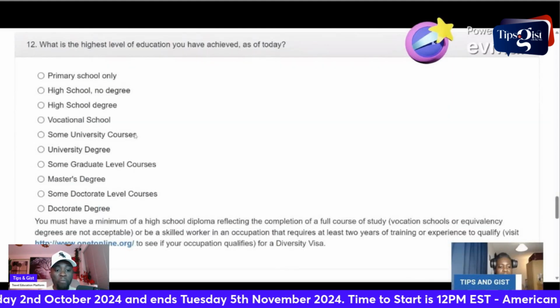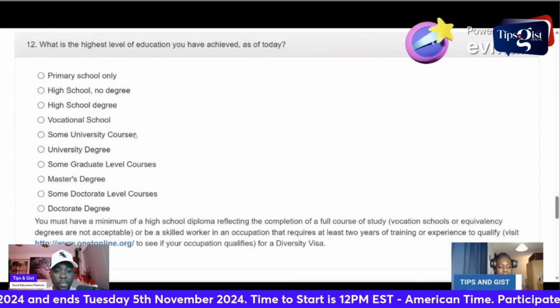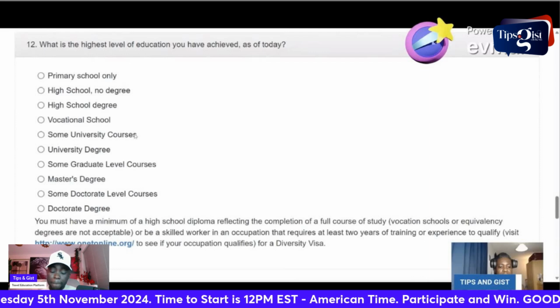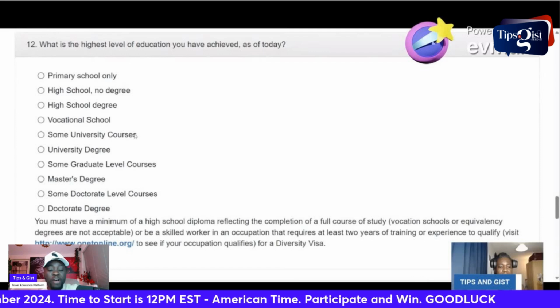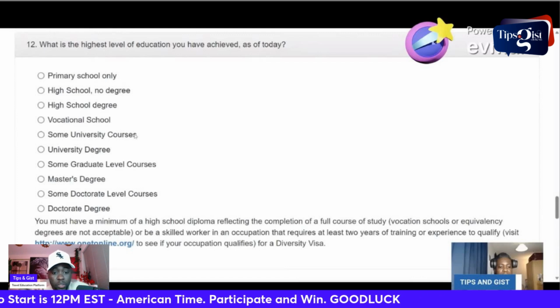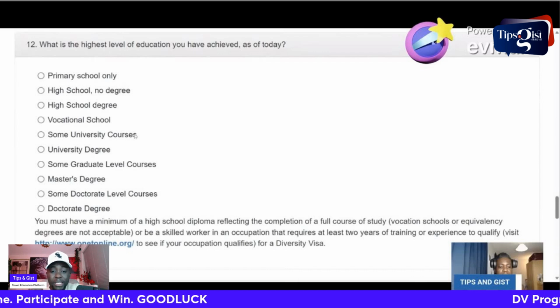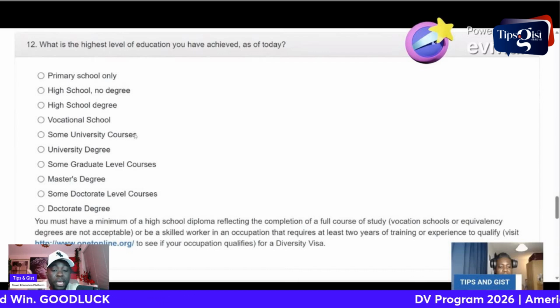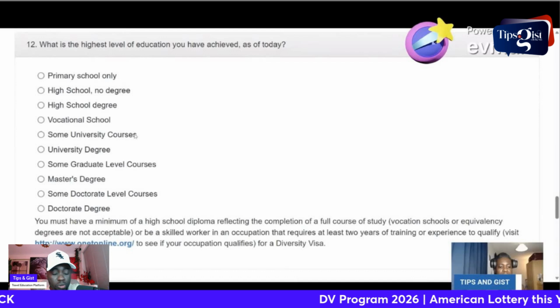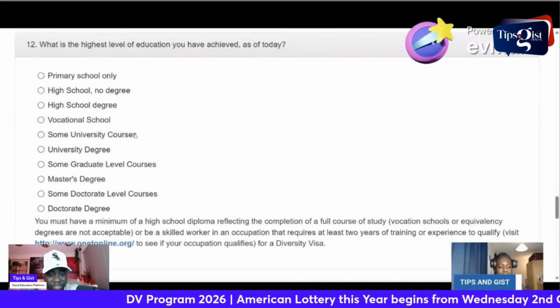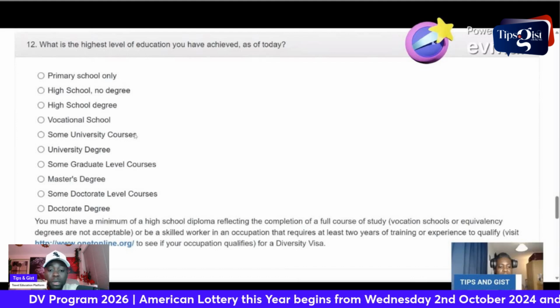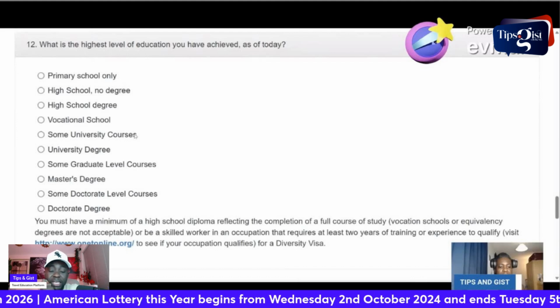Now, question number 12. It's your level of education as you have achieved as of today. So your level of education you have achieved is a past tense. So those schooling in the university you have not completed, ignore that. What is your level of education before the university? So if you are doing your master's, it means you have degree already. So degree is your highest level of education that you have achieved. The master's, you are now trying to achieve that. You have not achieved it yet.